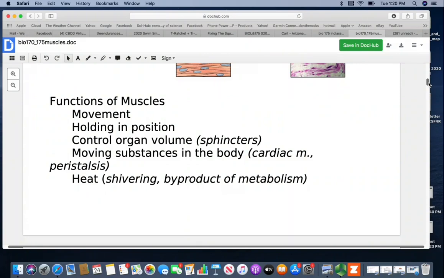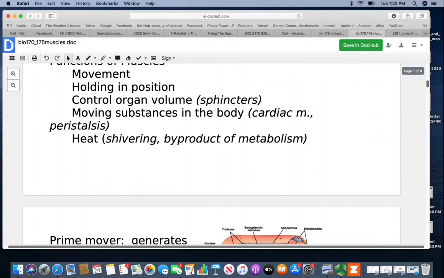They will move substances in the body. Cardiac muscle is going to push blood throughout the body. Peristalsis is the wave-like muscle contraction that your digestive system does to move things. They'll also generate heat. It's a byproduct of metabolism. So when you're cold, you will shiver because your body's trying to get your muscles to contract and generate some heat. The more you use the muscles, the warmer they get, the more heat you've produced.